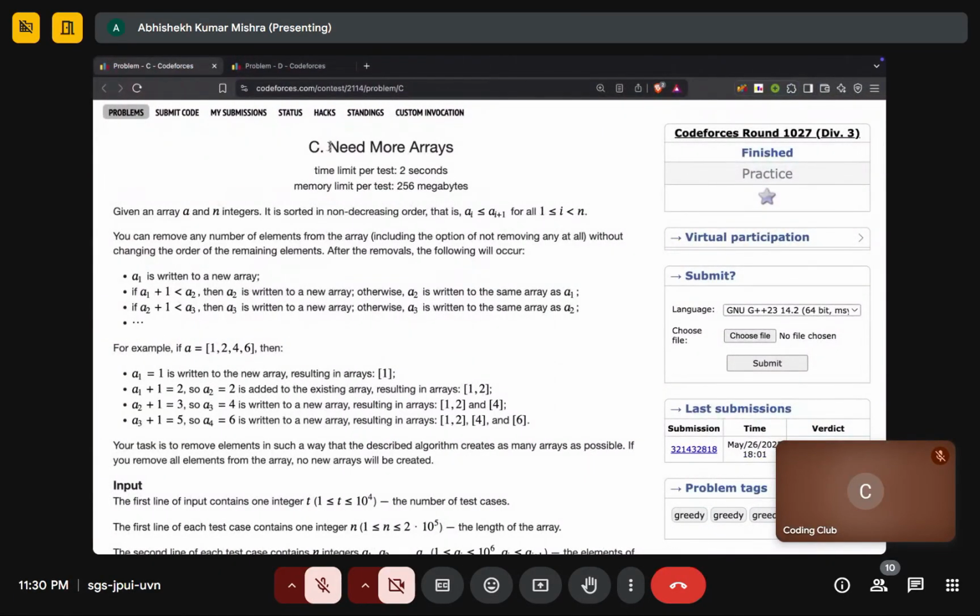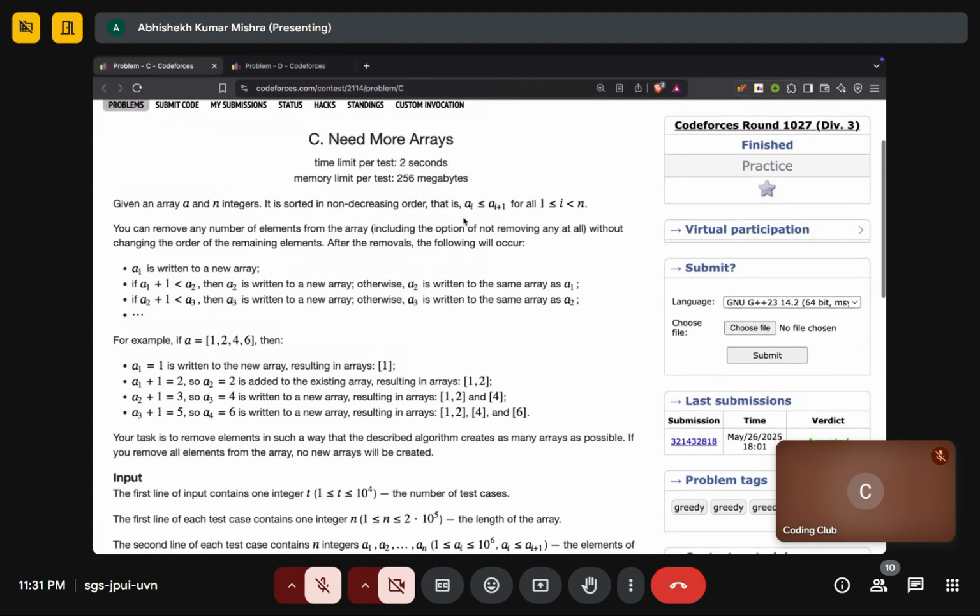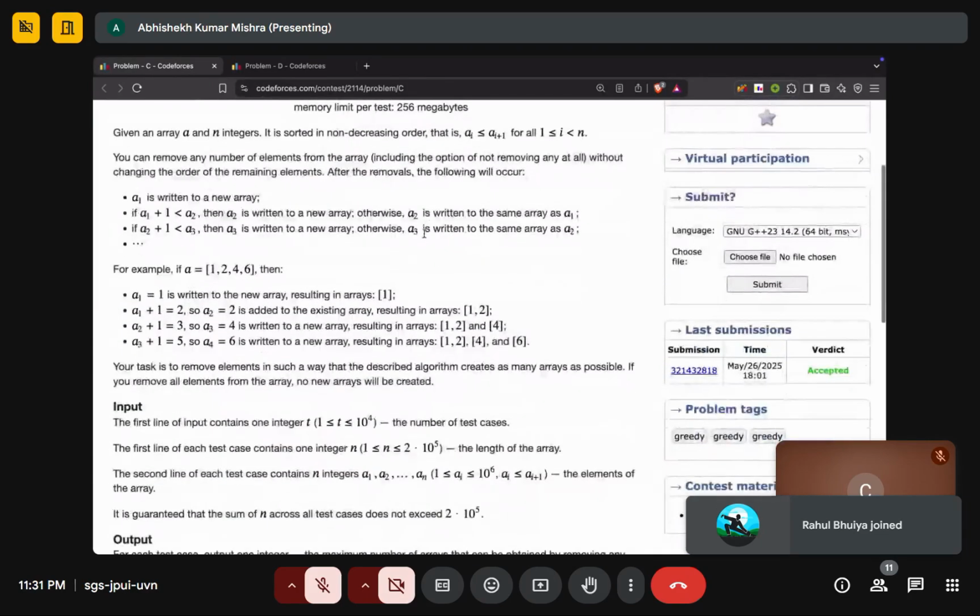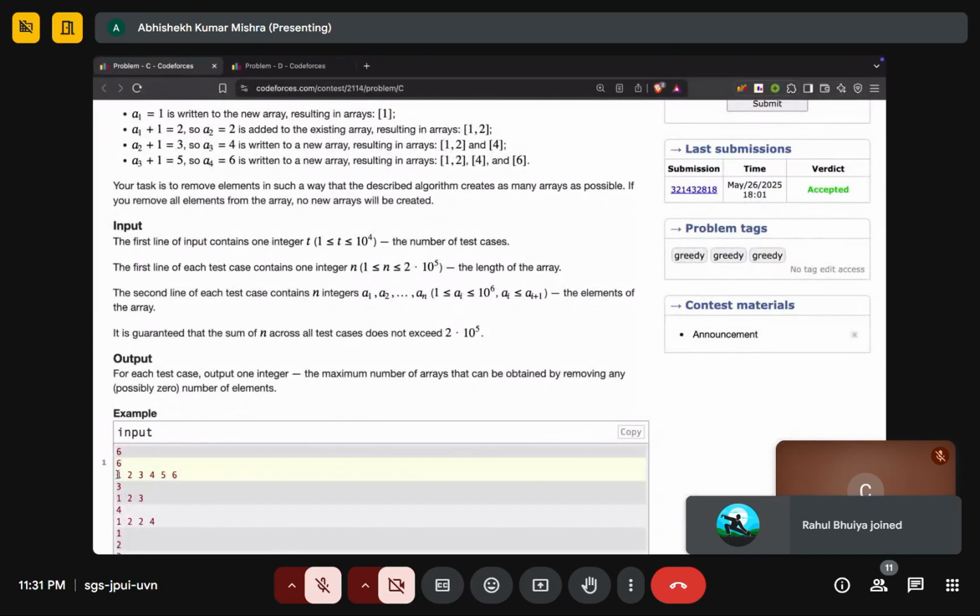So we will discuss question number C. Question number C says, given an array A of n integers, it is sorted in non-decreasing order, that is, A[i] is less than or equal to A[i+1] for all i from 1 to n. Means we are given an array and the array is already sorted.